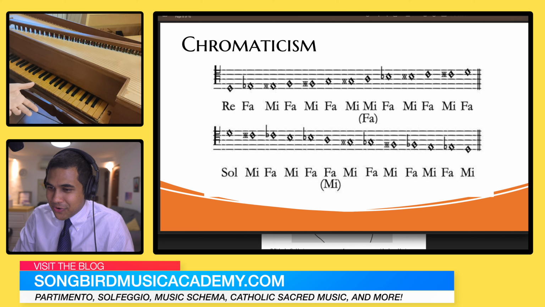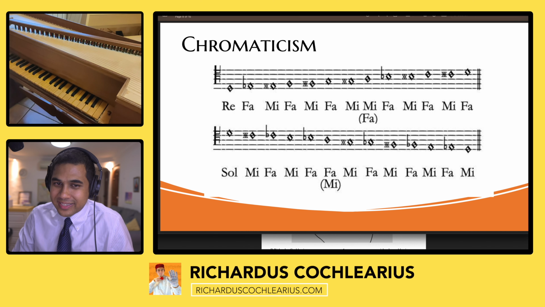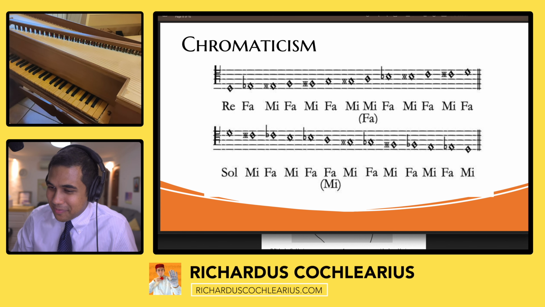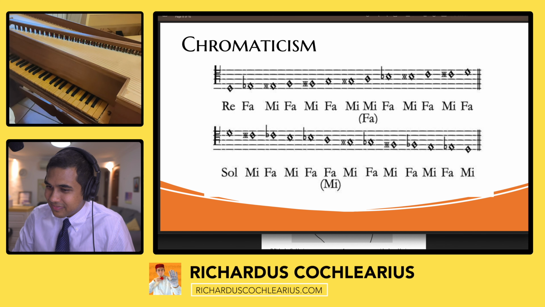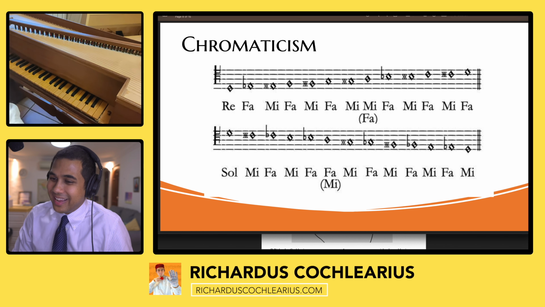Why don't they teach this anymore? This is so cool. I don't know. They really don't like the old regime, right? They really want to come up with new things. Yeah, but maybe we can say that solmization is not democratic or politically correct sometimes.